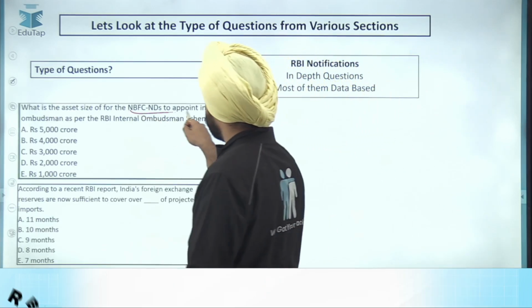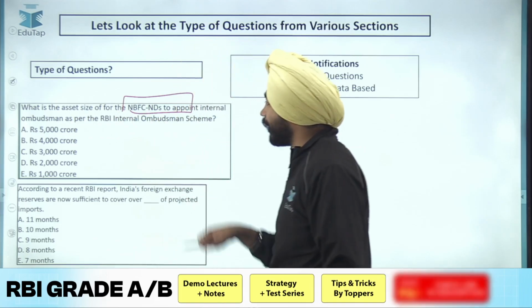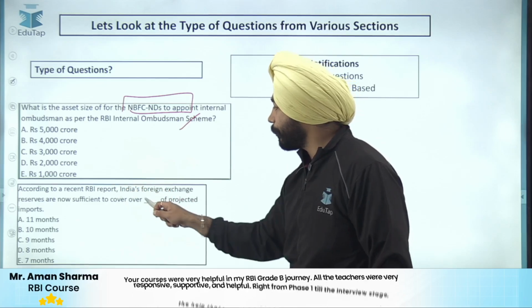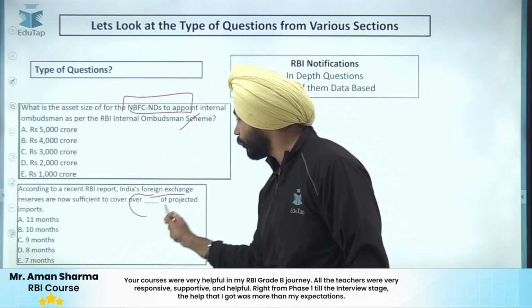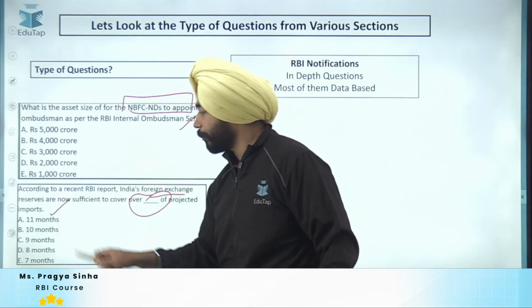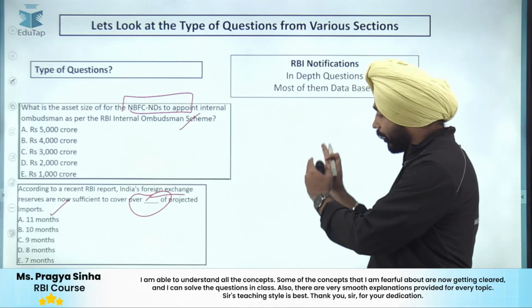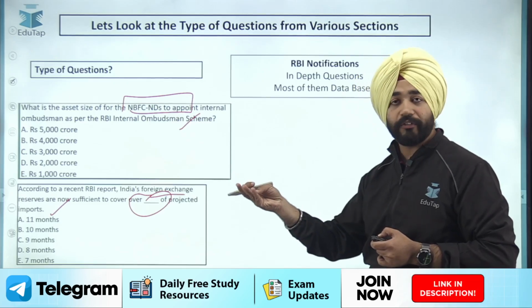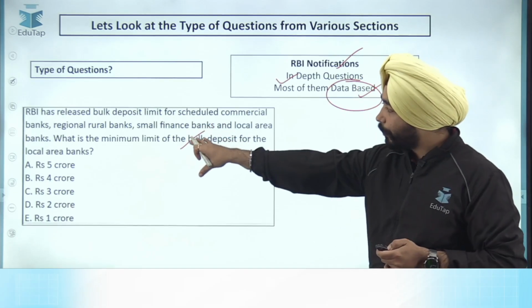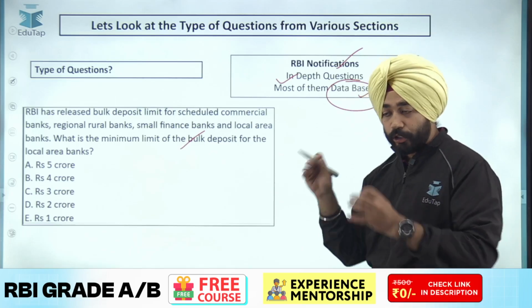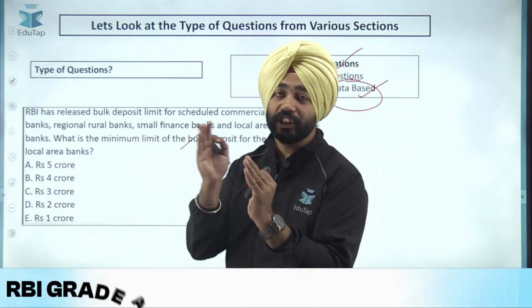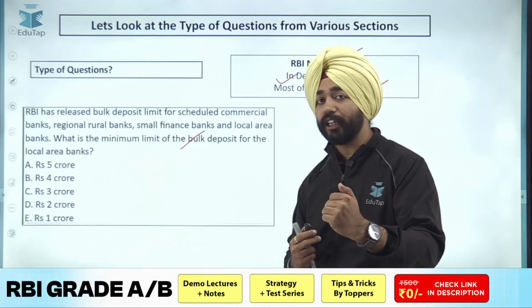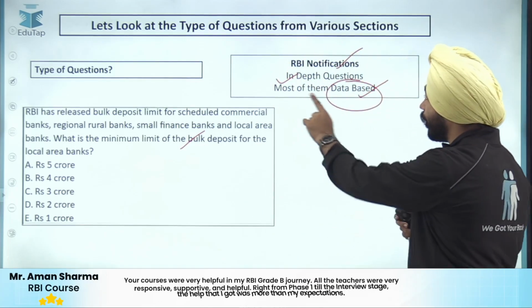Then the question is on NBFCs. What is the asset size for an NBFC to appoint an internal ombudsman as per the RBI internal ombudsman scheme? According to the RBI report, India's foreign exchange reserves are now sufficient to cover over dash of the projected imports. This means from the reports RBI is releasing, from the schemes in the RBI press release, notifications or circulars, and the important changes RBI is making, you have to be very thorough about what the changes are, what the topic is all about, and if there is factual information here, you have to focus on it. That is the learning you have to take.